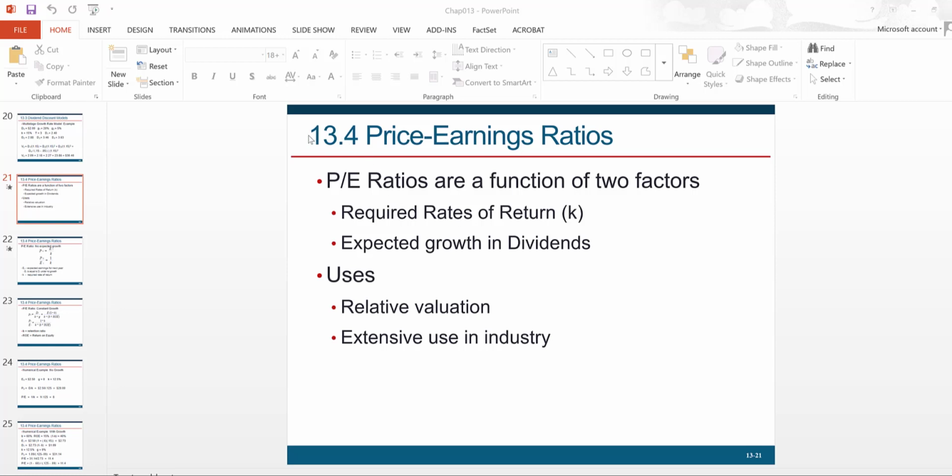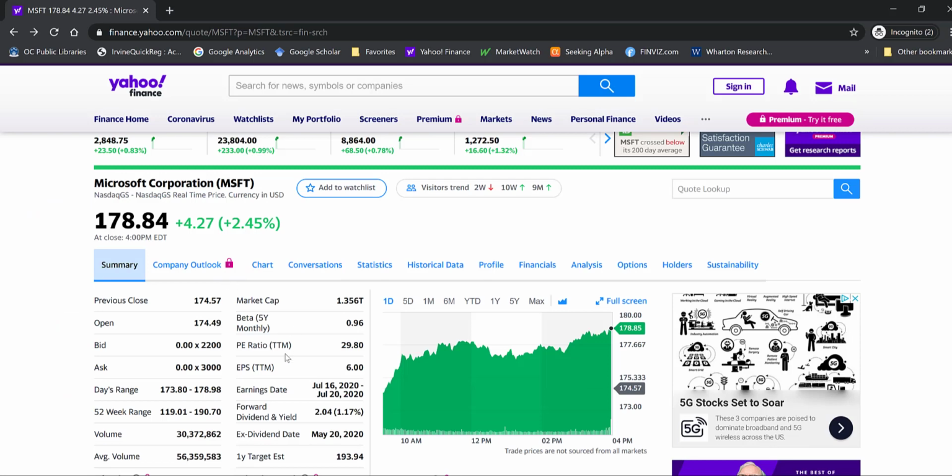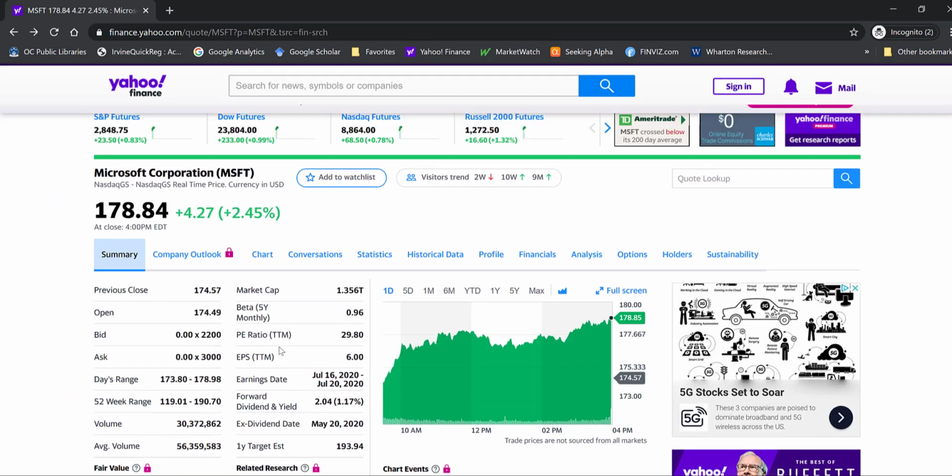So we are going to talk about price to earnings ratios next. PE ratios are very widely used in industry for relative valuation, and we have talked about the price to earnings ratio earlier also when we were talking about market efficiency. So here is an example again, just to recap some of the stuff that we discussed earlier.